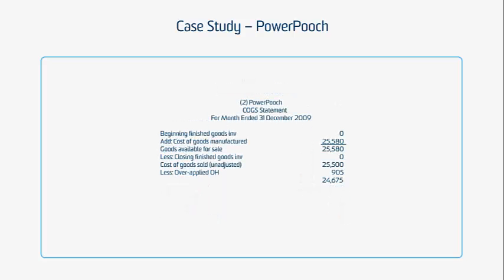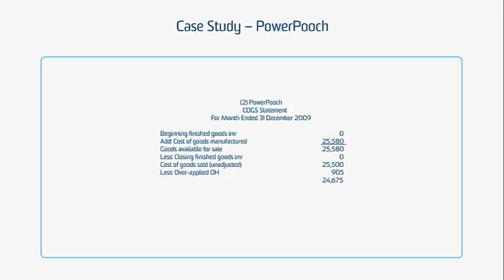So it starts with zero beginning finished goods. We're going to add this cost of goods manufactured from the previous statement. Then this gives us goods available for sale. Less finished goods inventory, because job number one is sold during the period, it doesn't remain behind in the finished goods account. So cost of goods sold, unadjusted, so prior to adjustment of under or over applied, will be 25,500.